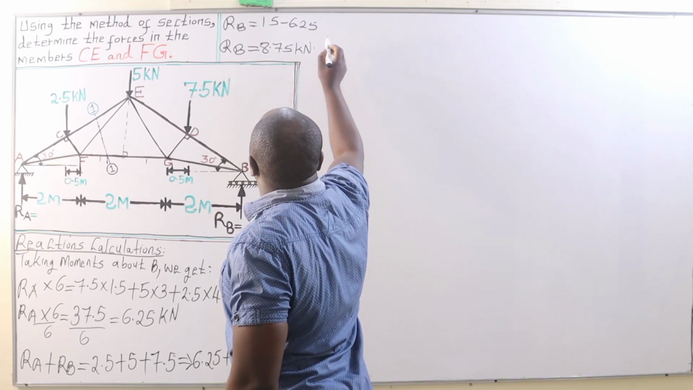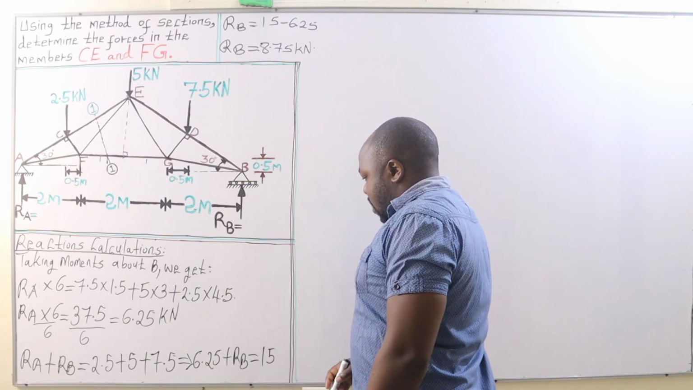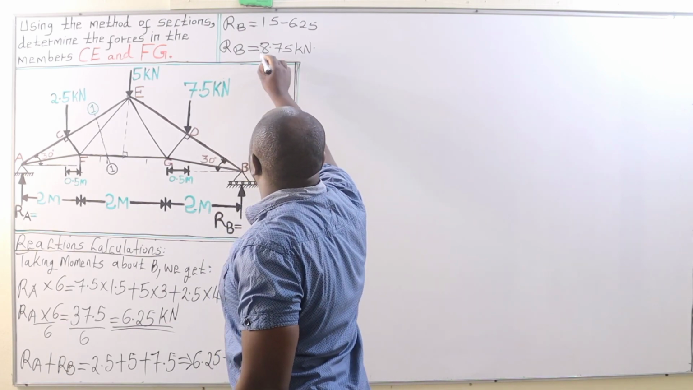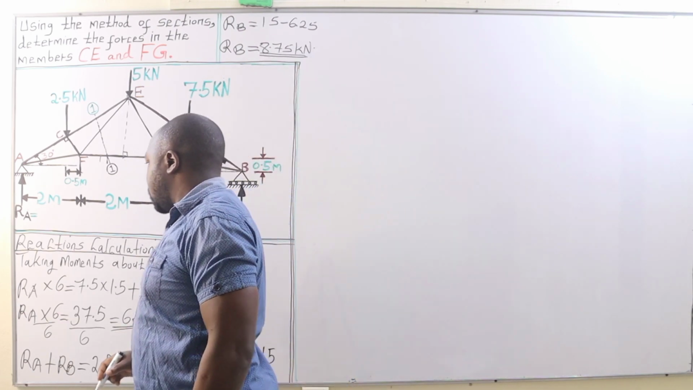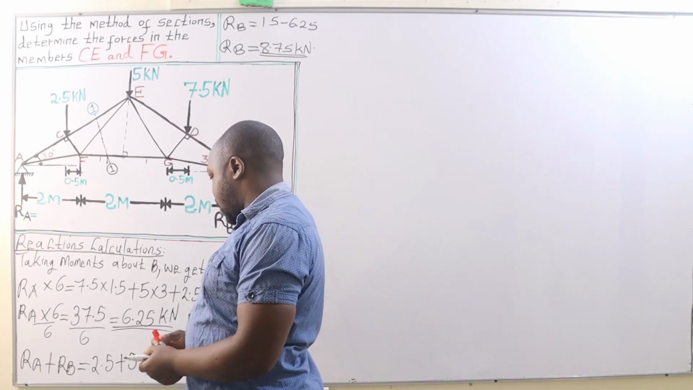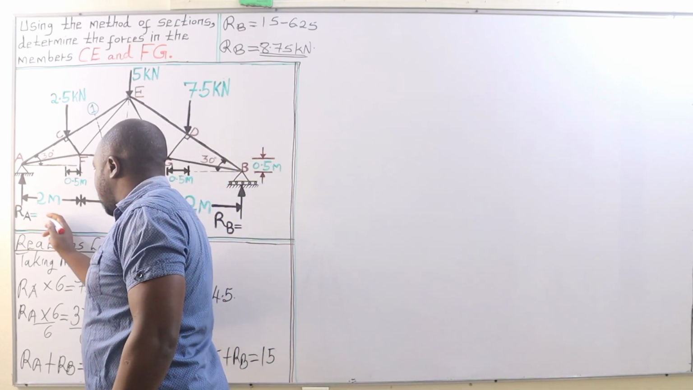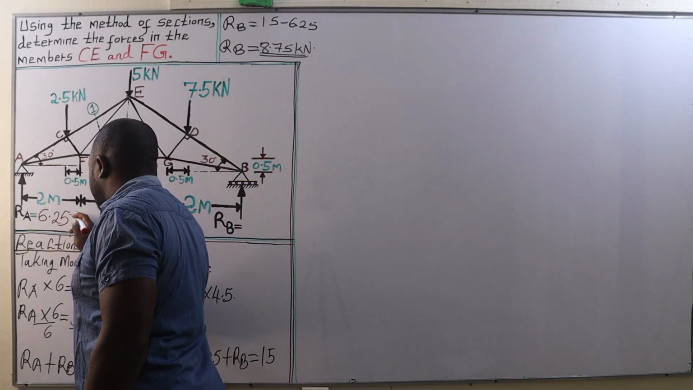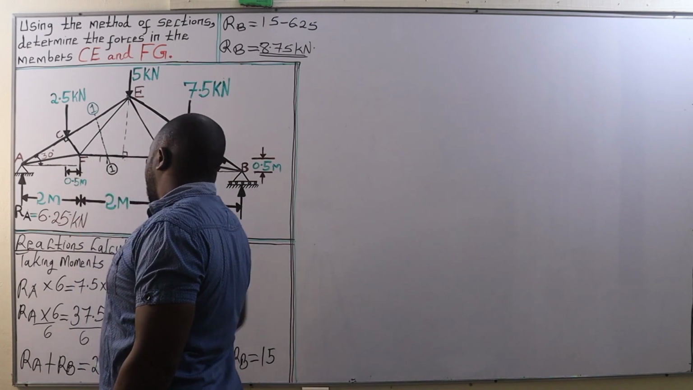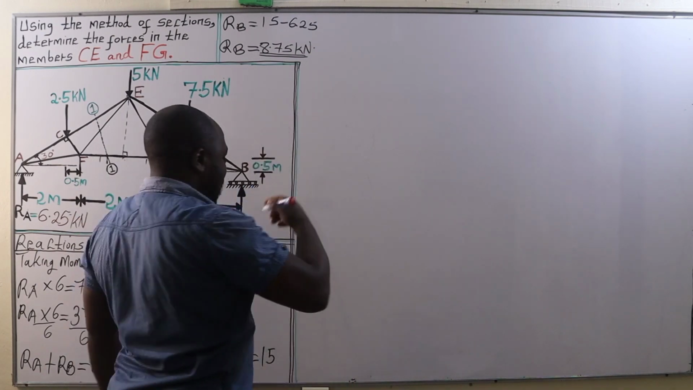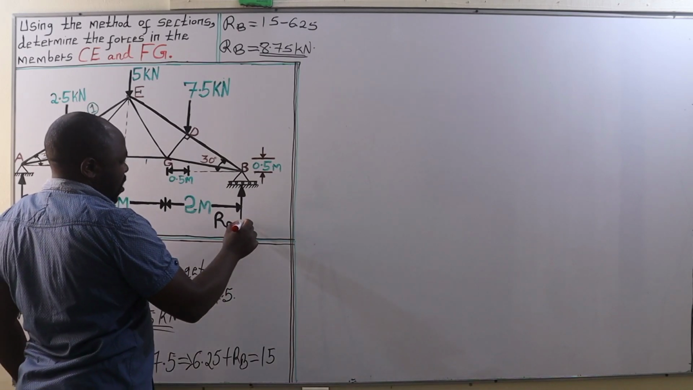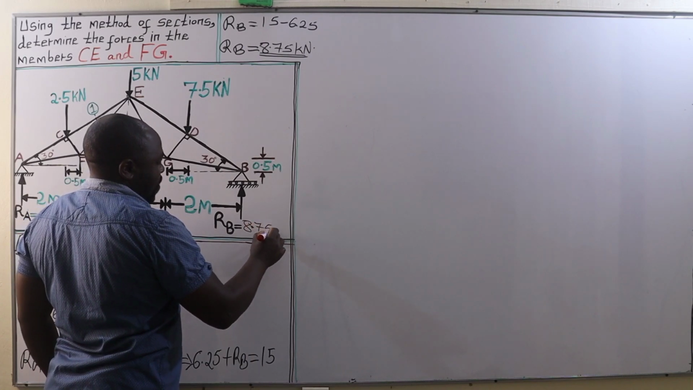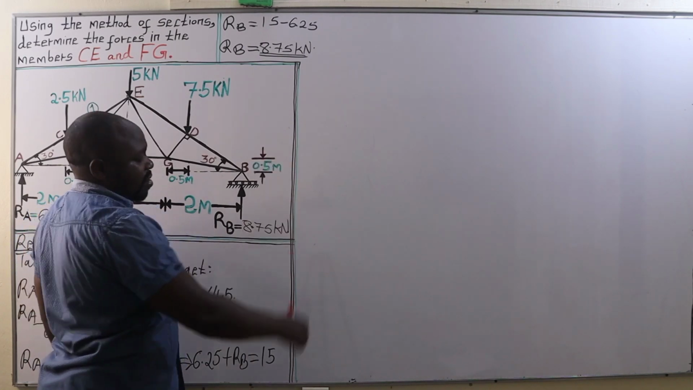8.75 kilonewtons. And therefore, ladies and gentlemen, we now have the reactions at A as well as the reaction at B. So we are going to come here at A and write our reaction of 6.25 kilonewtons. Then come here at B and write our reaction, which is 8.75 kilonewtons. Good.